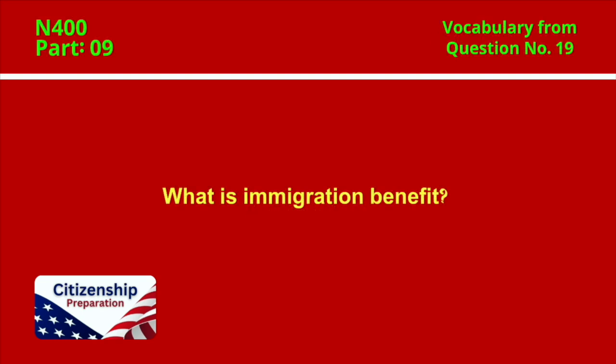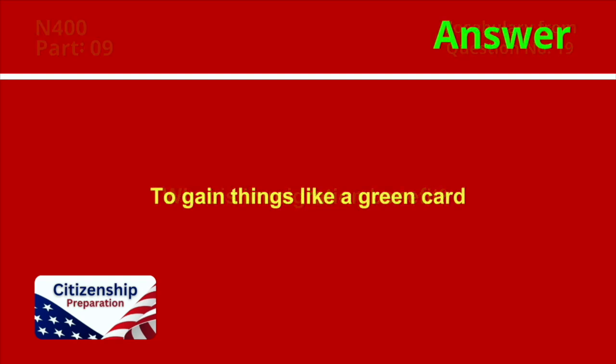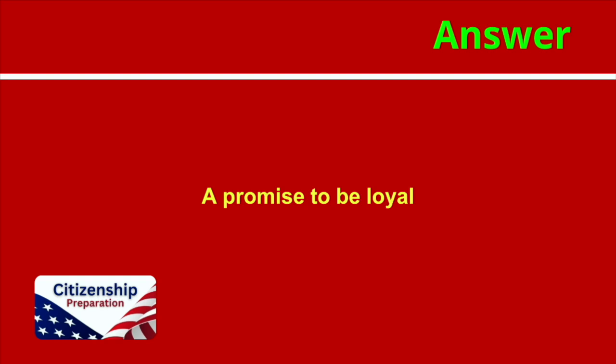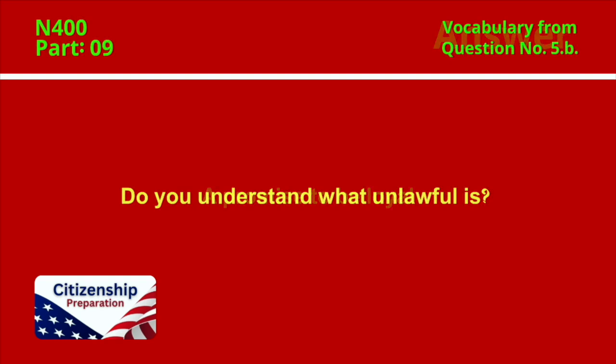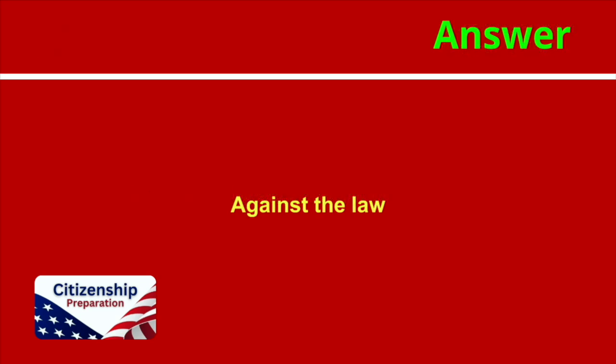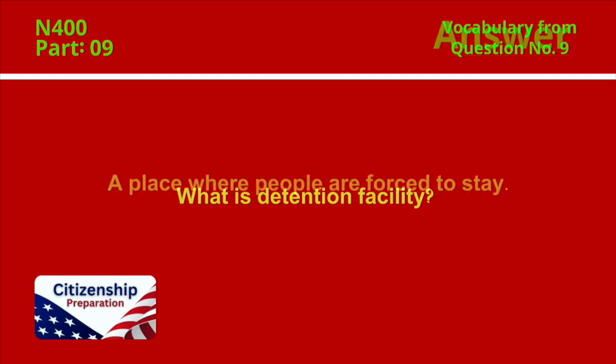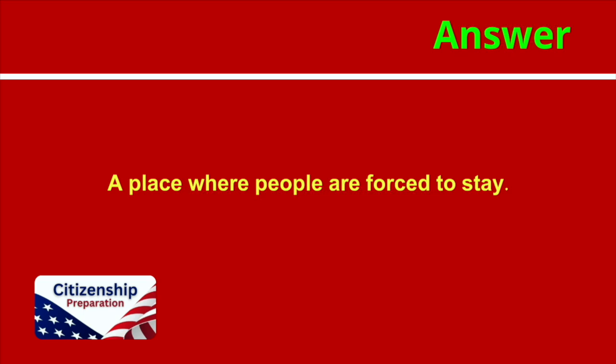What is immigration benefit? To gain things like a green card. What is oath of allegiance? A promise to be loyal. Do you understand what unlawful is? Against the law. What is detention facility? A place where people are forced to stay.